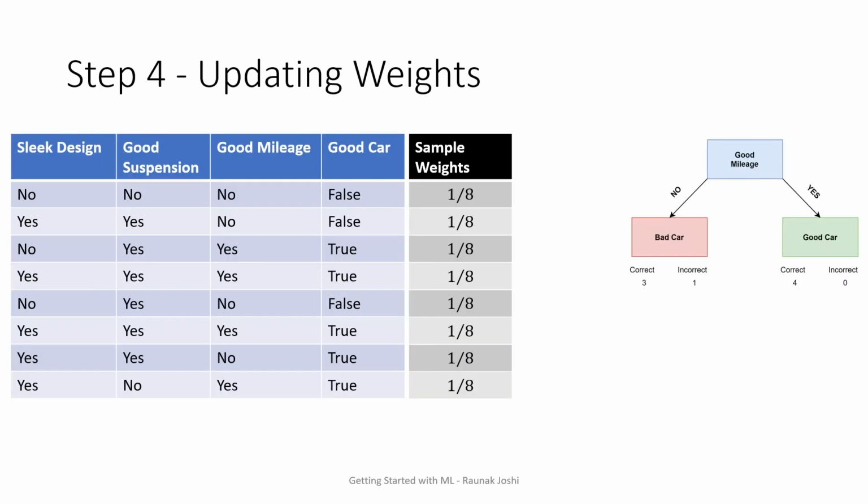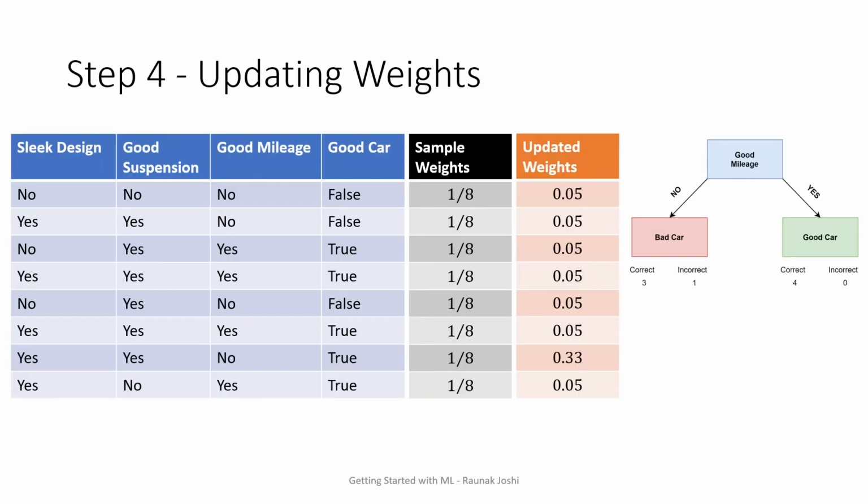Now if we look at the table, this is the way the updated weights would look. Alright, so there were sample weights of 0.125 in all of the rows. Now they have actually changed. So the value where my good mileage was not able to perform accurately, I'm going to say 0.33. That is where the weights have increased, and now from here we are going to update the weight and move ahead.